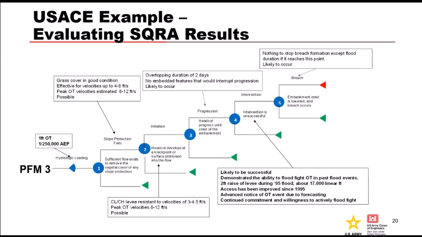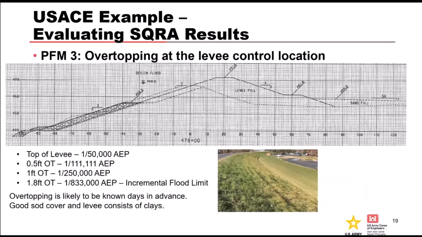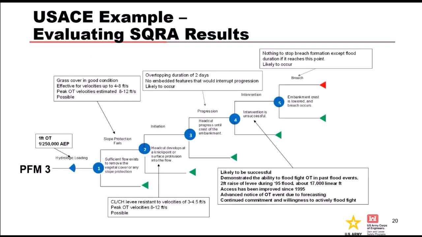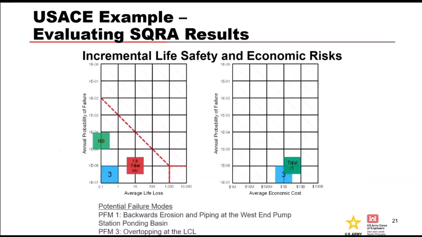So this again is our event tree. Slope protection fails. We got some good grass cover. Overtopping duration of 2 days. So long and short.